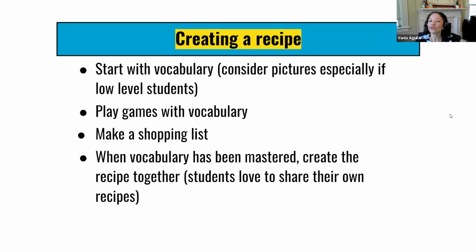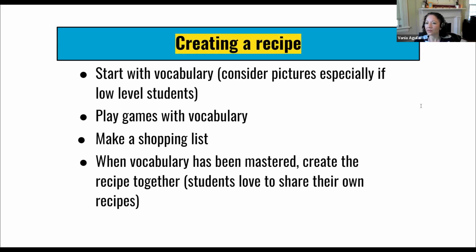To build that sense of community, I like to start out my class many times by creating recipes. Why do you think I like to do this? I know it depends on the proficiency level of your students, and if you have a multi-level class, on partnering people and breaking them into groups. But why would you think I like creating recipes with my students? Anybody?